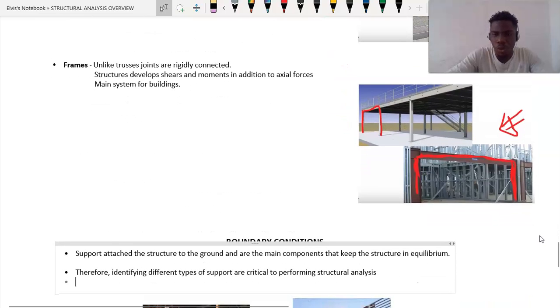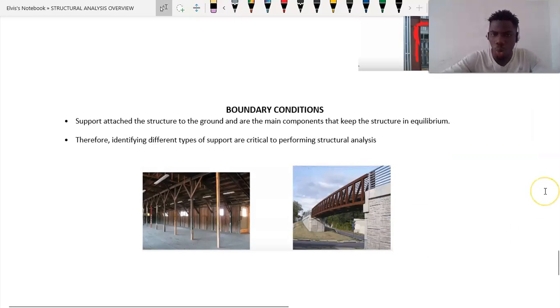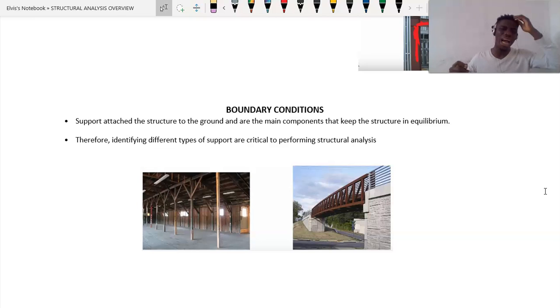Okay, now we are going to talk about boundary conditions. So guys, this is going to be the last topic we are going to discuss in this lesson. So what are boundary conditions, guys? Boundary conditions represent support reaction. Now guys, when we talk about boundary conditions, we are basically talking about support reaction. Because guys, we need support, that is, we need support to attach the structure to the ground. Okay, so supports attach the structure to the ground and are the main components that keep the structure in equilibrium.